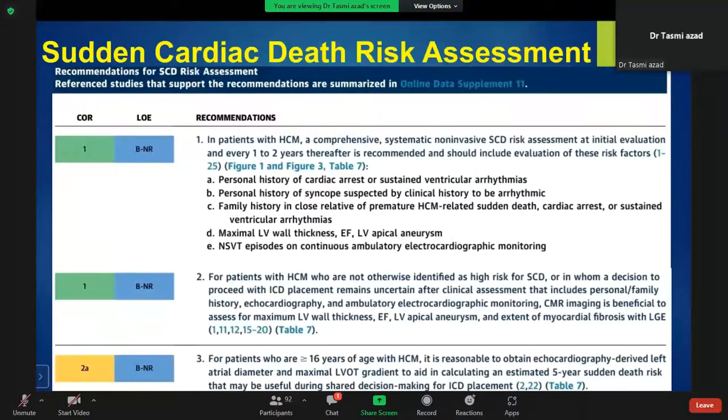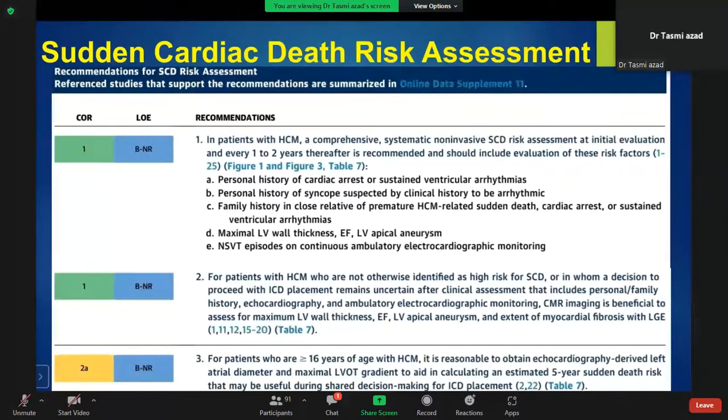I already mentioned the personal history: if the patient has any cardiac arrest or sustained VT, or a personal history of syncope that is arrhythmic by clinical history, and family history. These 3 are from history. One from ECG, that is non-sustained VT episodes in continuous ambulatory ECG monitoring, and 1 from echo, that is the echocardiography finding: maximum LV wall thickness of 15 or more, ejection fraction reduced to less than 50%, and LV apical aneurysm. These are the clues for sudden cardiac death risk assessment.